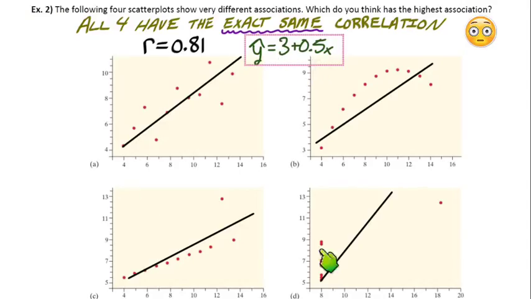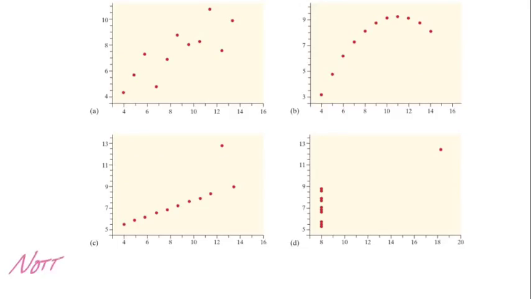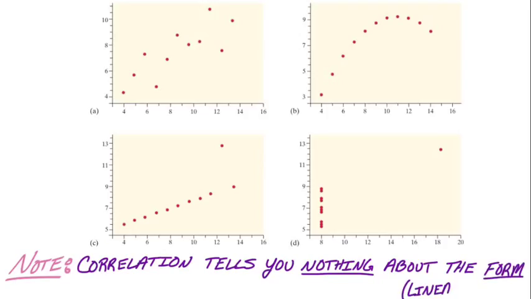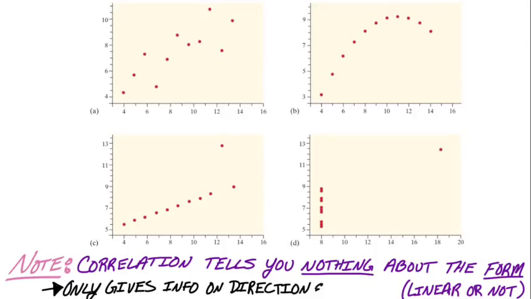So this is actually a famous example. These 4 graphs, a guy by the name of Frank Anscombe came up with this. So why do I show you that? To tell you that they all have the exact same correlation. Well, that's the note I want to make here. What does correlation tell you about and not tell you about? Well, it tells you nothing about the form, like linear or nonlinear, obviously. That's what we just illustrated. It only gives you information about the direction and strength of the relationship.